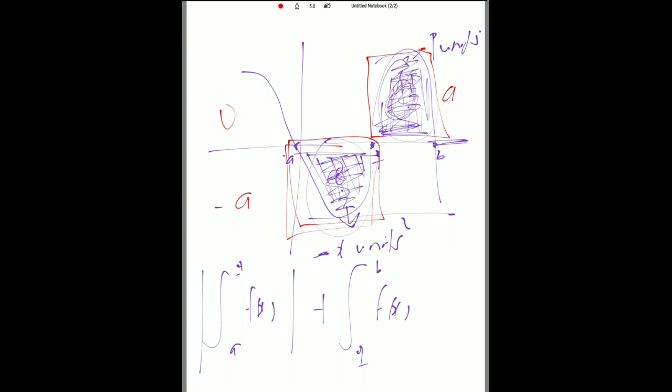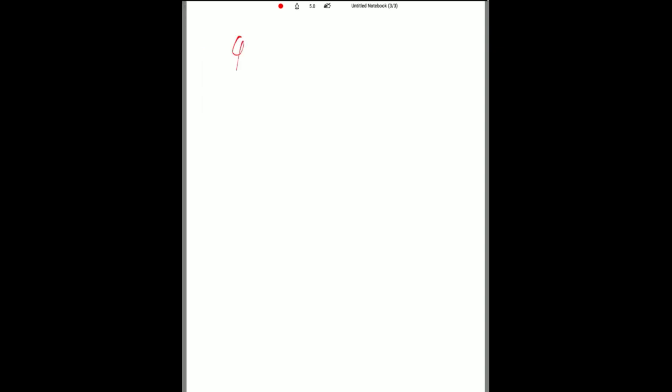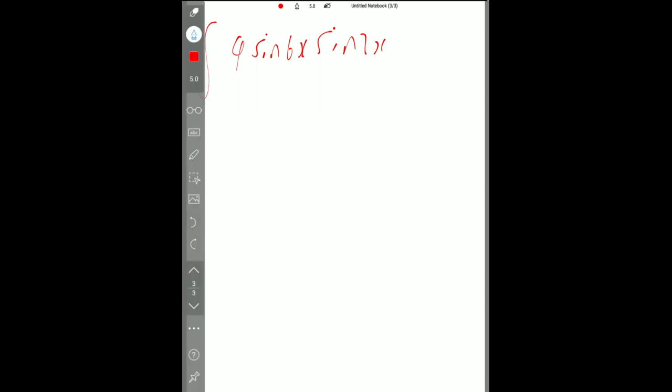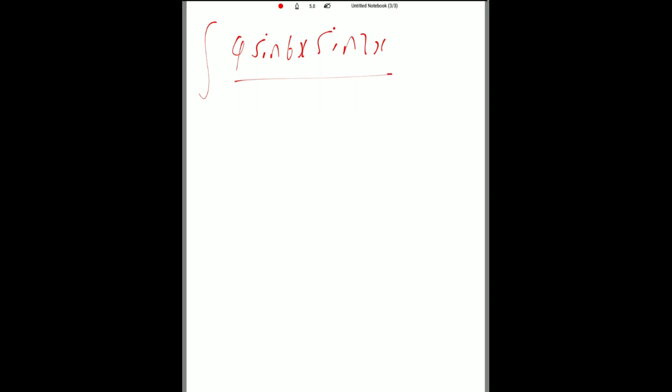And in the last example, we attempted to find the area under the curve for sine 6x sine 2x, and we got that the area under the curve is 0. But that's not true. We got that the area between this curve and the x-axis between 0 and pi over 2 is 0. But we know that's not true. How do we know that?